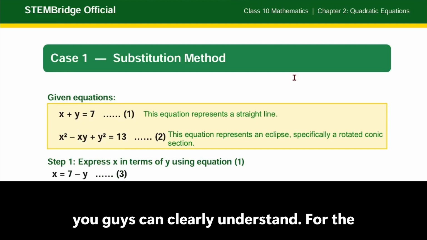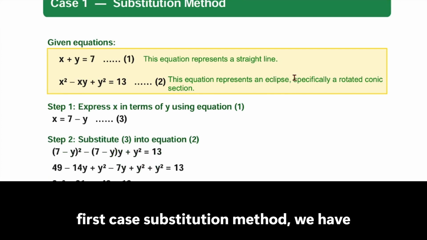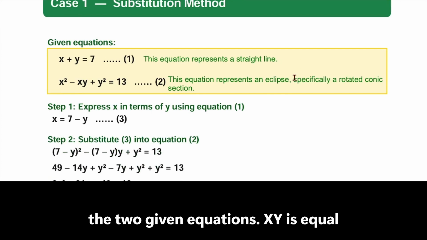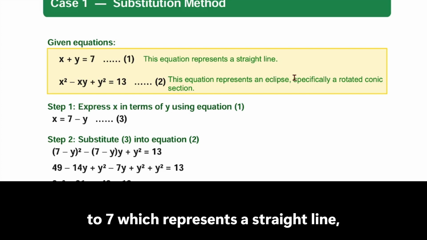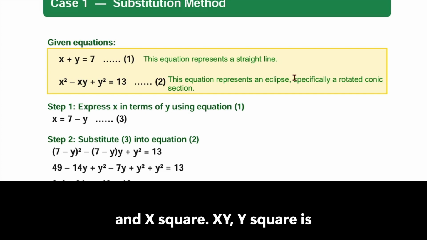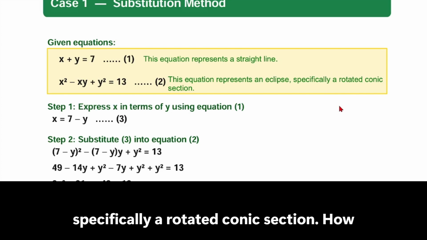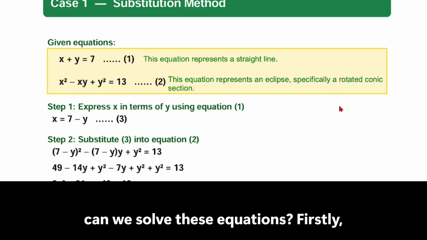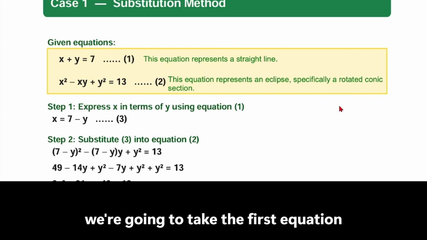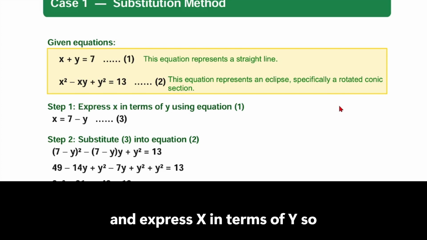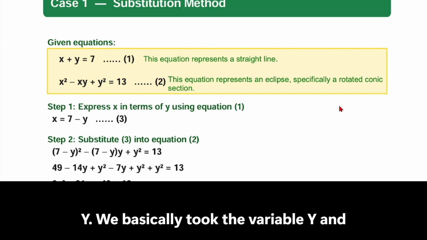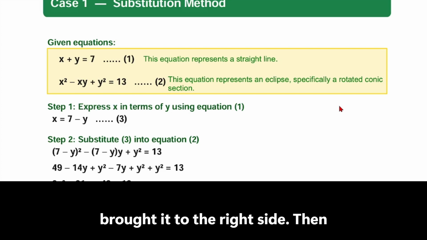For the first case, substitution method, we have the two given equations. x plus y is equal to 7, which represents a straight line, and x square minus xy plus y square is equal to 13, which represents an ellipse, specifically a rotated conic section. How can we solve these equations? Firstly, we're going to take the first equation and express x in terms of y. So we can write, instead of x plus y is equal to 7, x is equal to 7 minus y. We basically took the variable y and brought it to the right side.